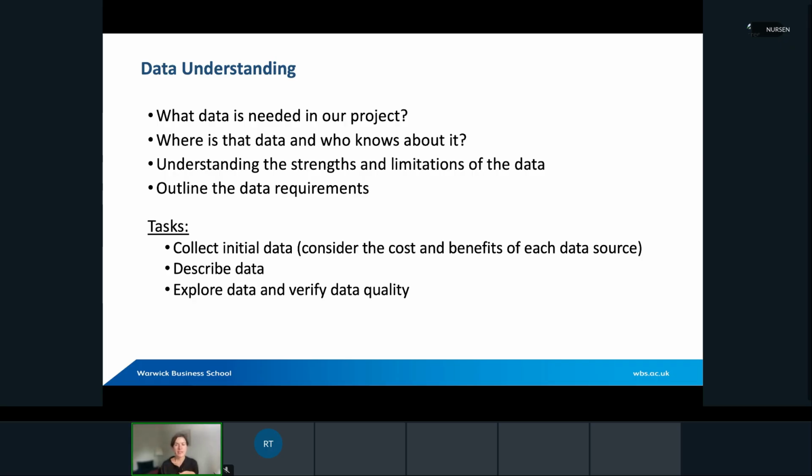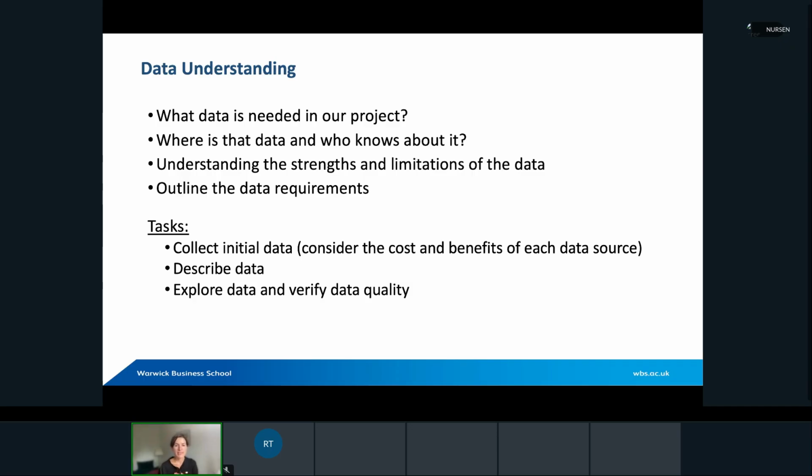I call this a kind of detective work. You go through your data, you try to understand what the problems and limitations are, whether it is needed to collect additional data sets or whether you need to purchase them. Collecting initial data can be costly as well. We need to think about the cost and benefits of the data sources, whether it's worthwhile to purchase additional data.